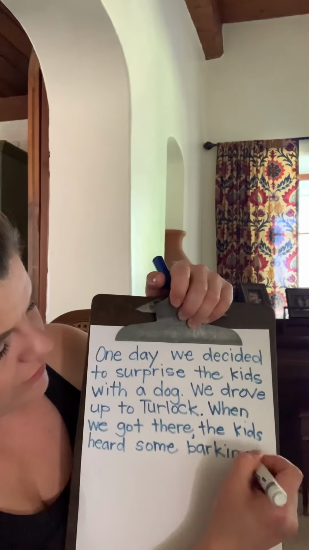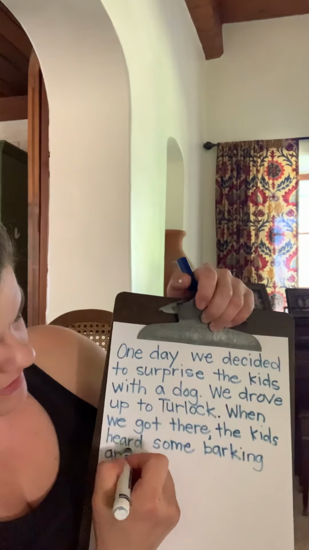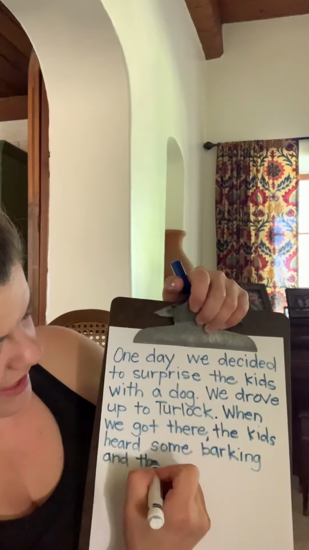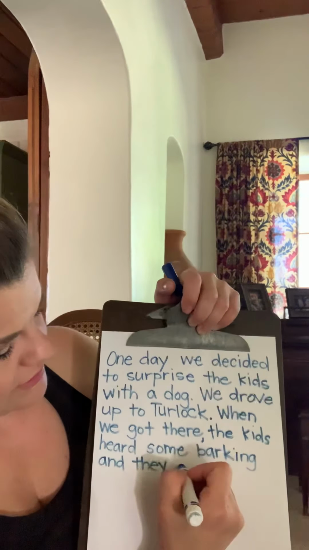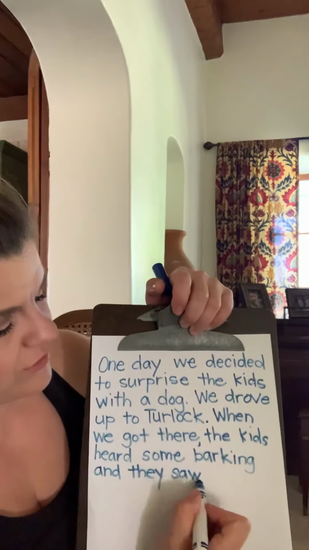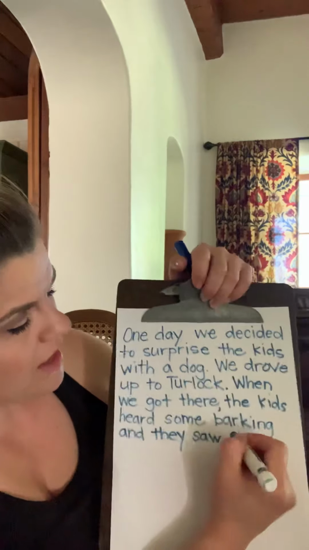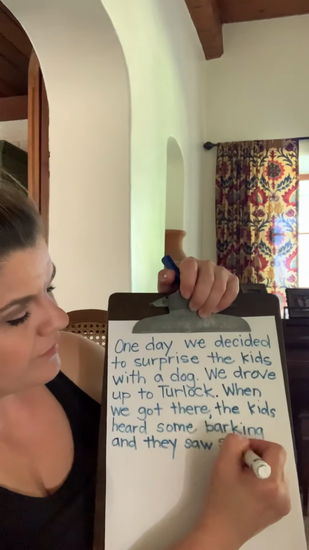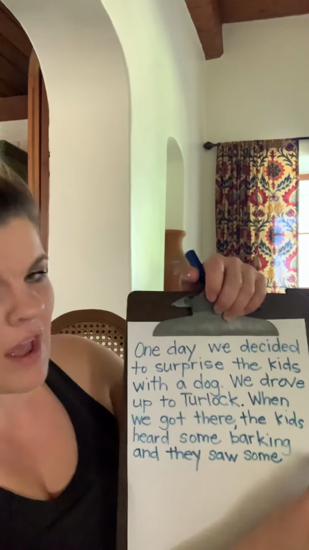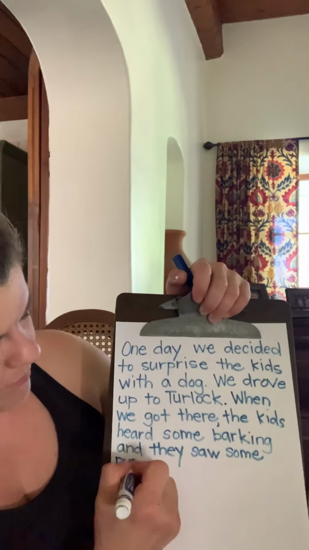The kids heard some barking, and they saw. Remember, saw has aw, those two letters, they have a crush on each other. They saw some puppies. Now, I don't have enough room right here, so I'm going to swoop down. Puppies.